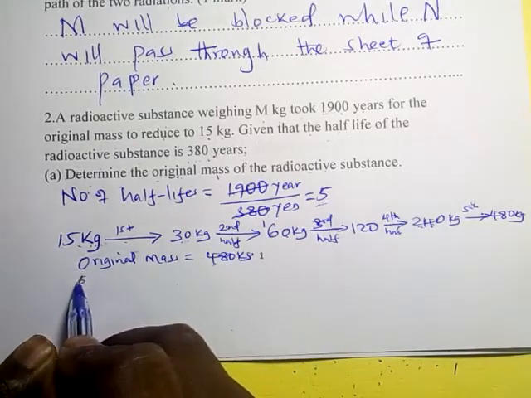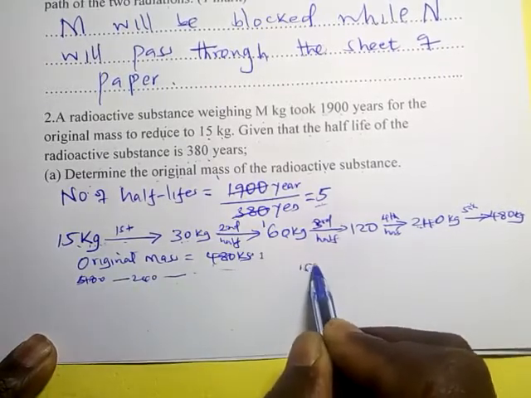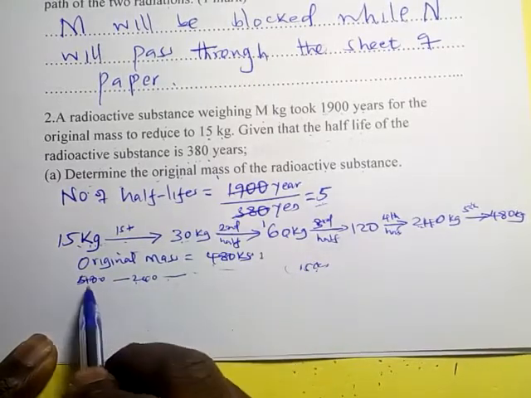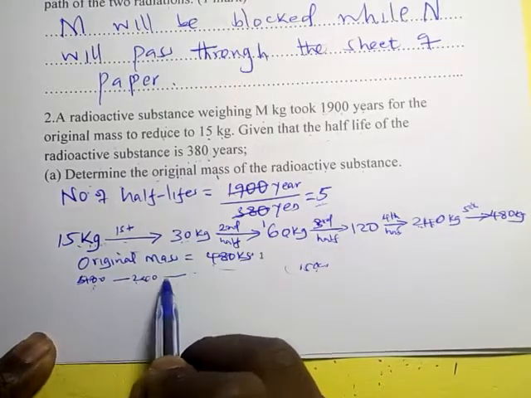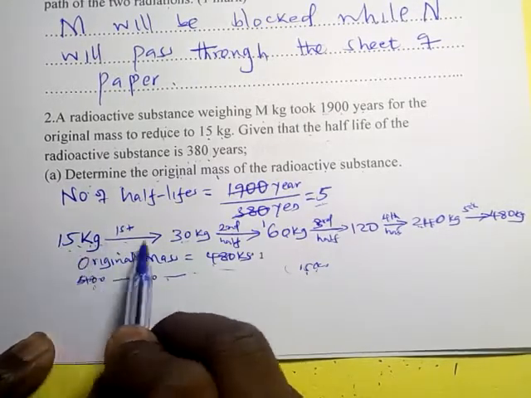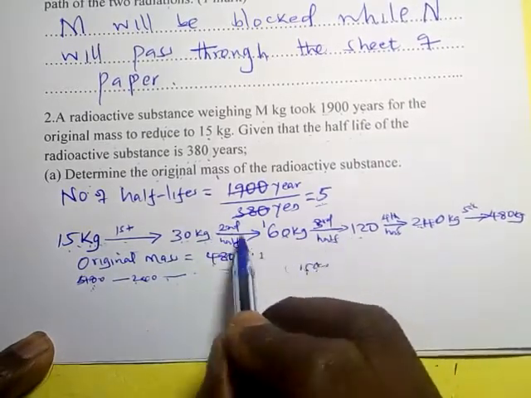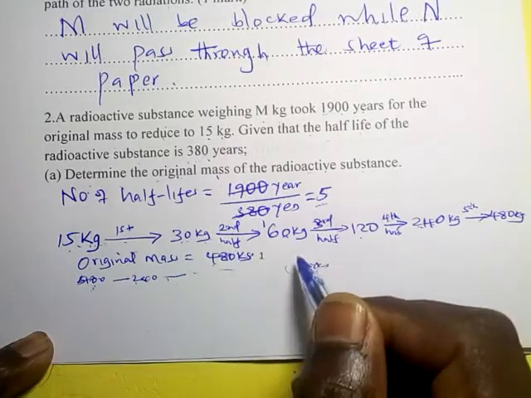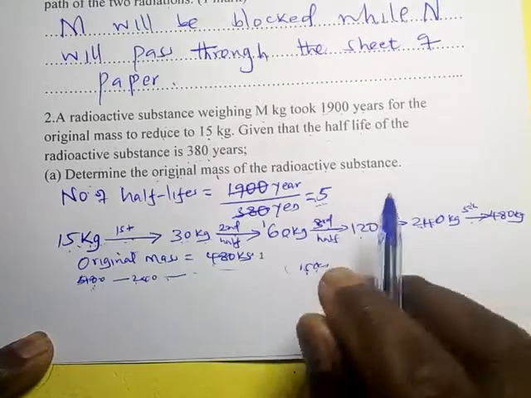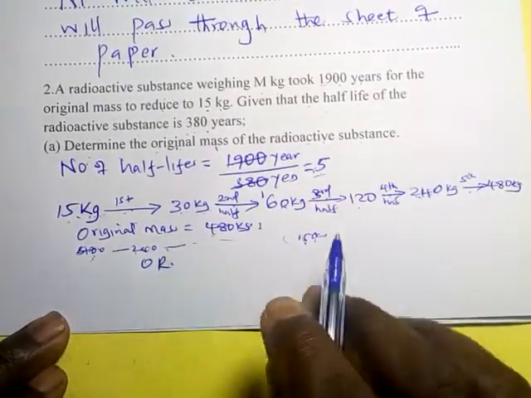Suppose you are given the original mass, you start from 480 and divide by 2 up to where you have 15 kg, the remaining amount. But when you have the remaining amount and want the original using this method, you multiply by 2, 2, 2 up to the number of half-lives that you have calculated. I have 5 half-lives. But if that is difficult, let us use the formula.